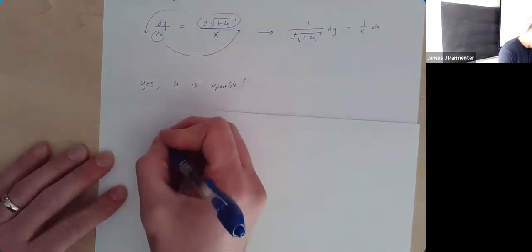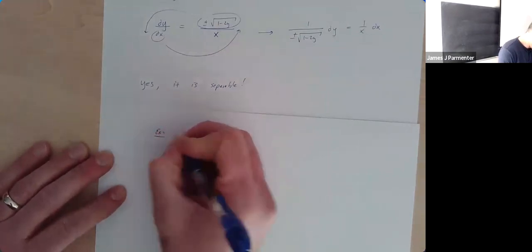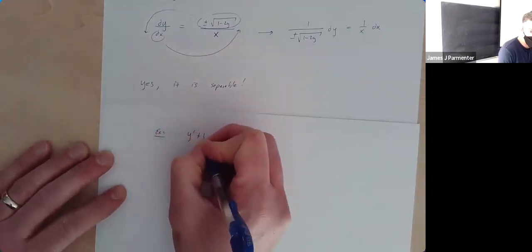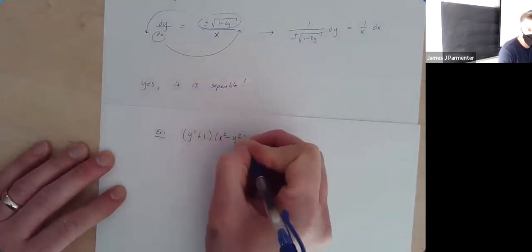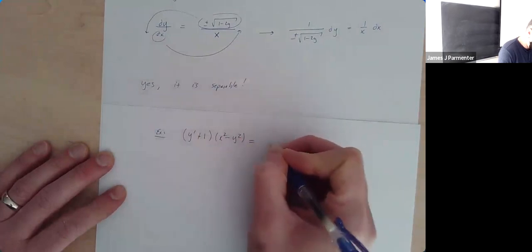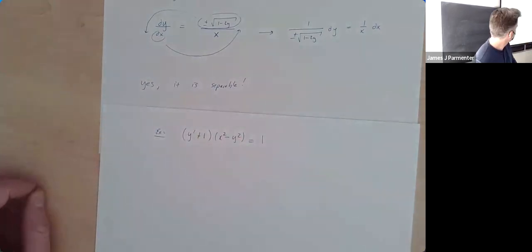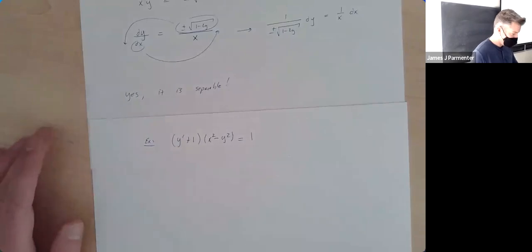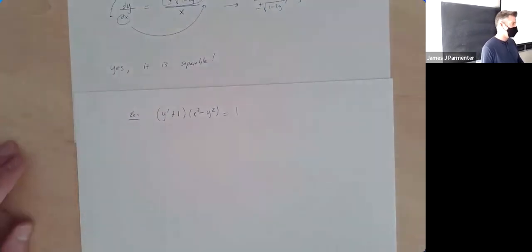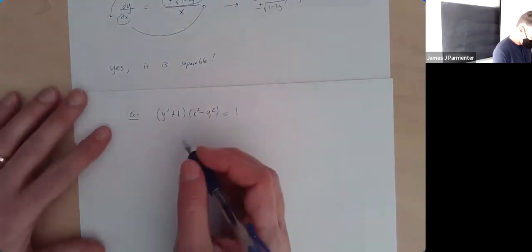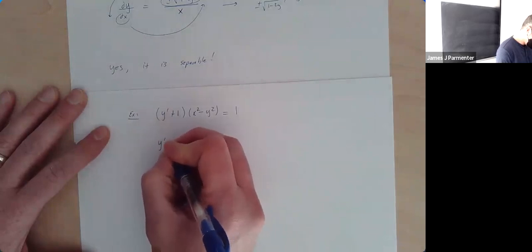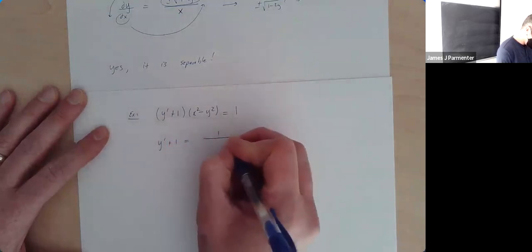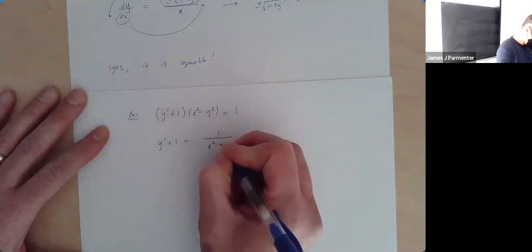Let's look at this one here. This is from the spring one. y prime plus 1 times x squared minus y squared equals 1. So once again, to even have a chance at separability, you first have to get y prime by itself. That's a must. So first I'm going to divide both sides by x squared minus y squared. So y prime plus 1 equals 1 over x squared minus y squared.